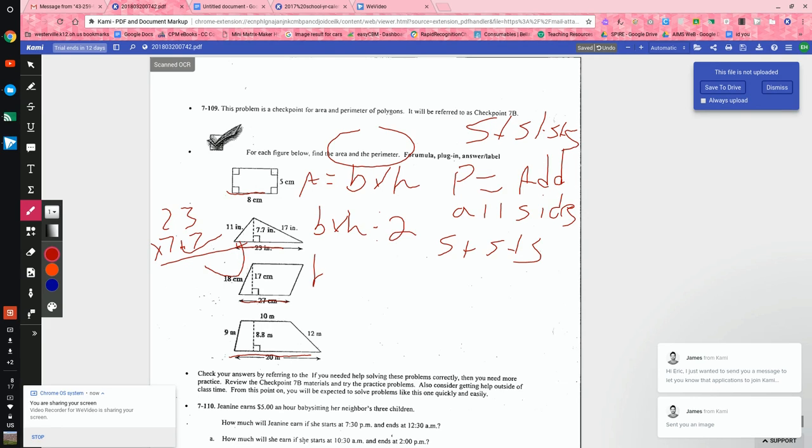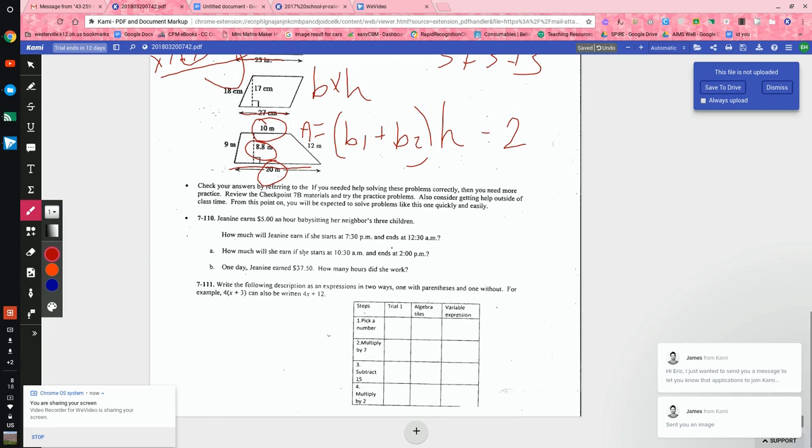Parallelogram here, same thing. We got base times height. And our trapezoid is our real weird one still that people always forget. It's base 1, so you got to add the 10 and the 20 plus base 2. And then you multiply it by that height, which is your 8.8. Then you divide it by 2. So there's your formulas. Plug it in and solve.